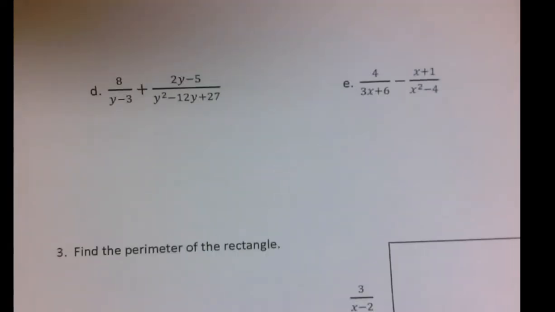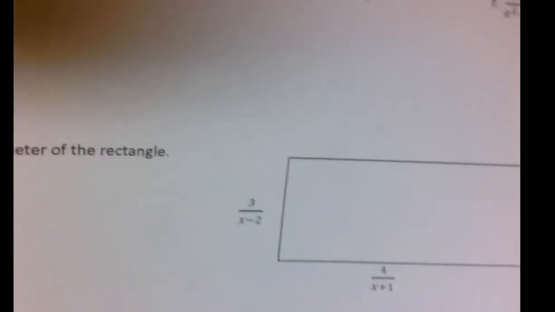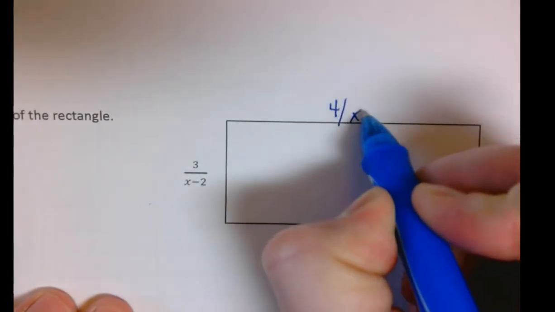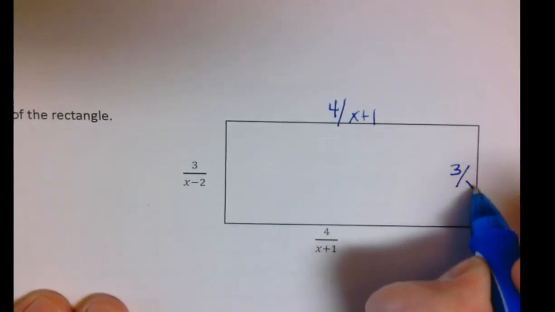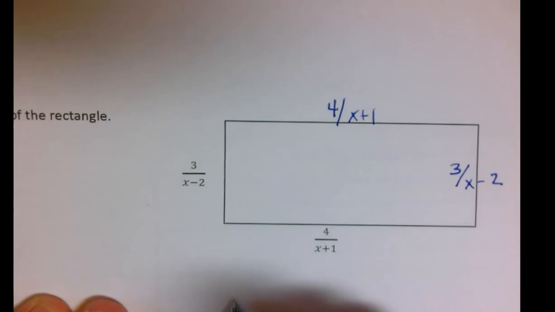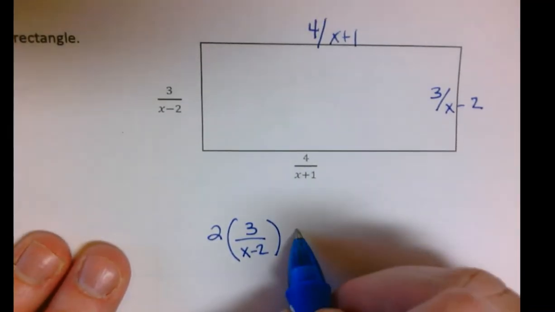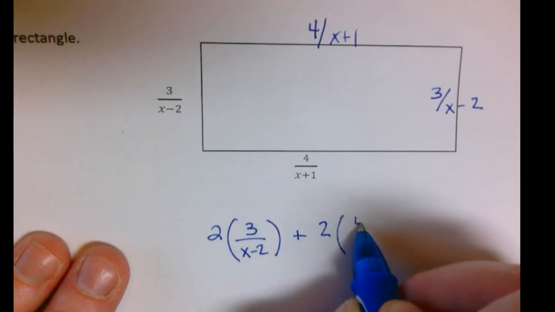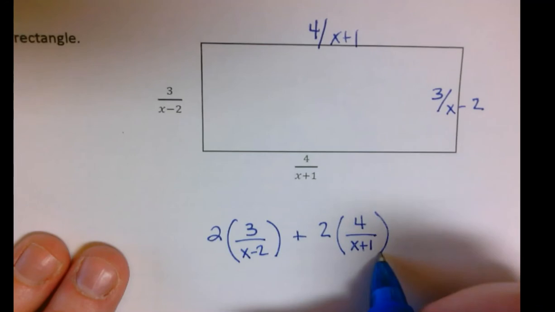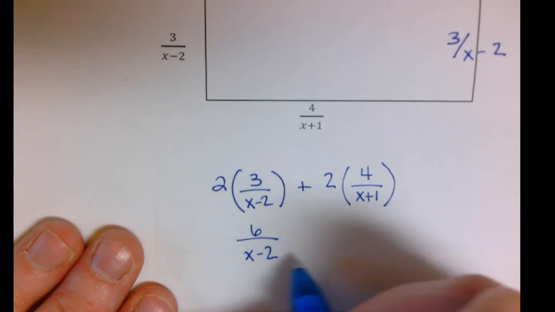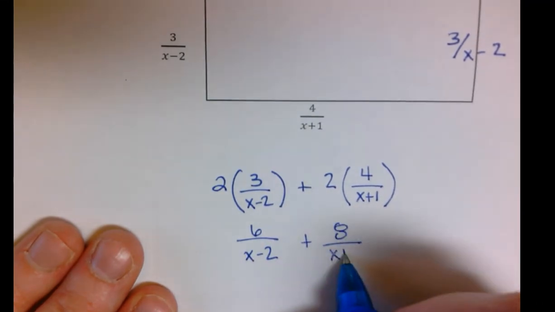Now, there is another problem that is on your notes that I would like to walk through with you real quick. What's the perimeter of the rectangle? So no rectangles that are the same, so this would be 4 divided by x plus 1. This would be 3 divided by x minus 2. So I have 2 times 3 over x minus 2 plus 2 times 4 over x plus 1. It's not too bad because the tops become 6 over x minus 2 plus 8 over x plus 1.